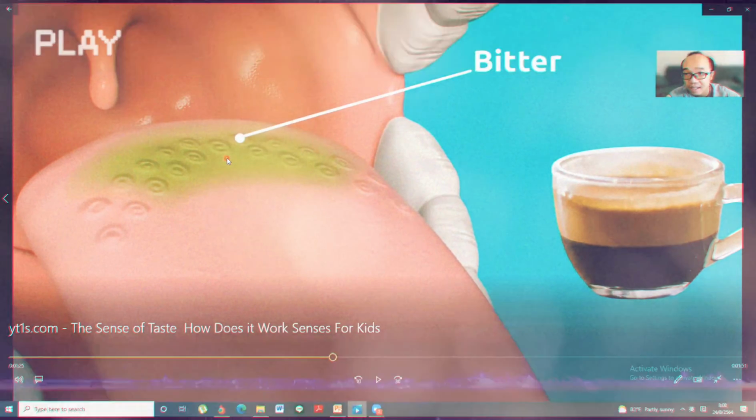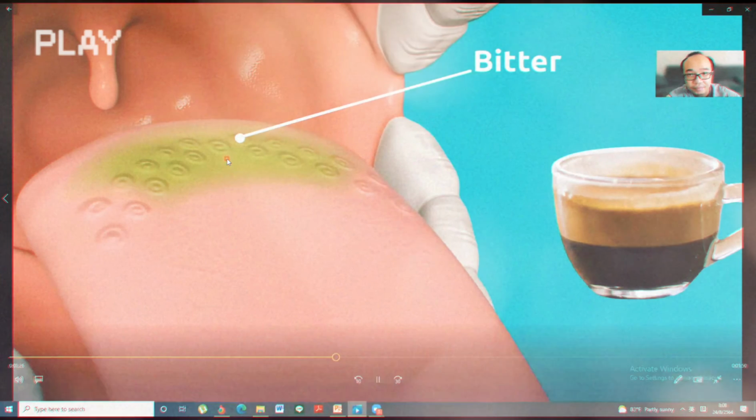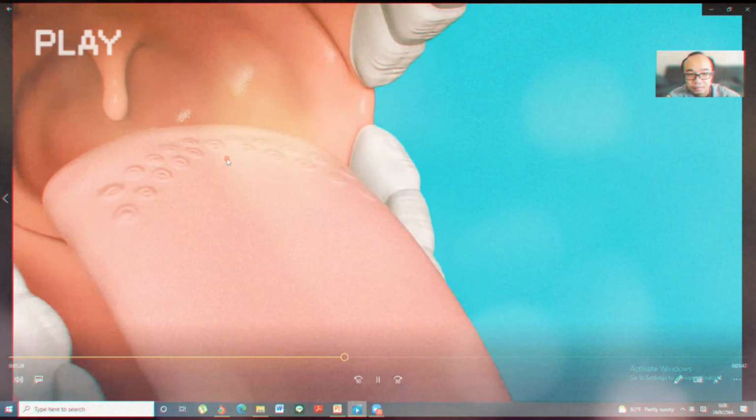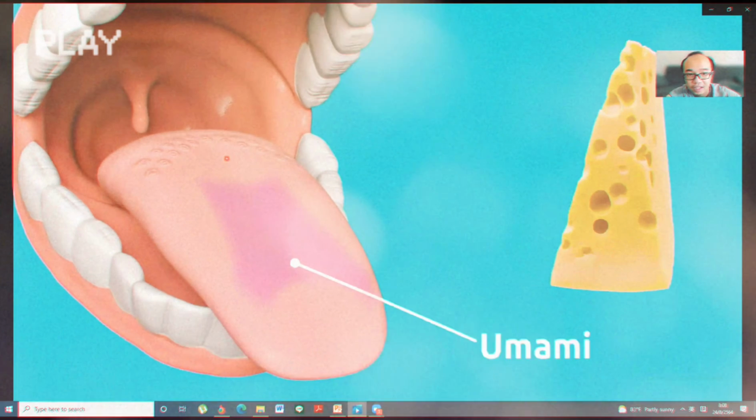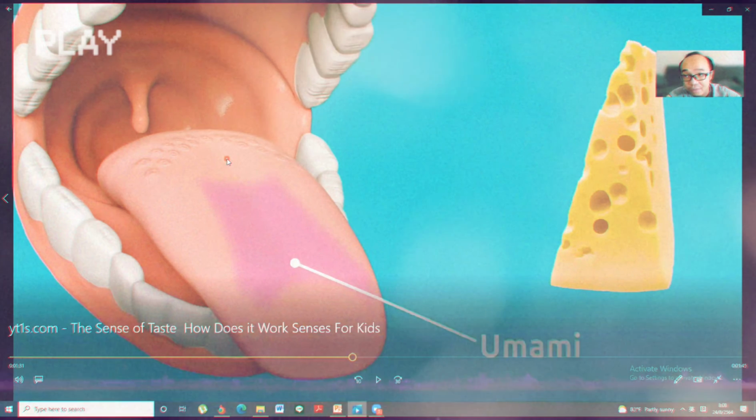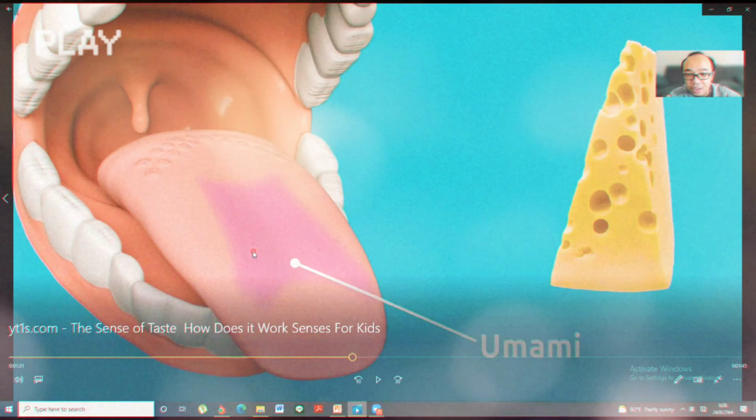Okay, at the back side of the tongue, the throat. The umami buds are in the middle of the tongue. Okay, so anything that is yummy food, we can taste over here on the middle side of the tongue.